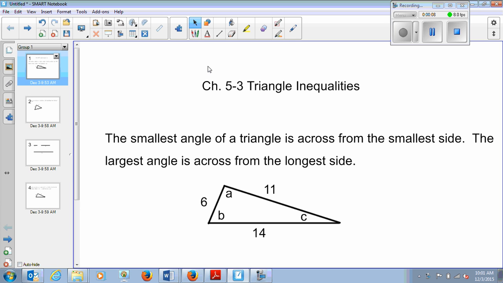Today we're going to do Chapter 5.3, which is Triangle Inequalities. It can be a little tricky, but if you watch the video, I think it should be a good explanation of how to do these questions.